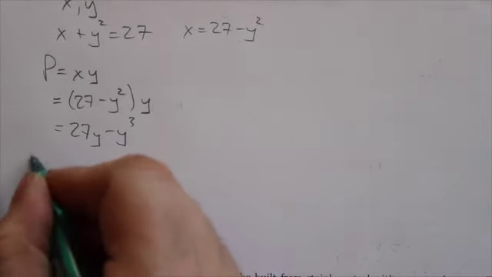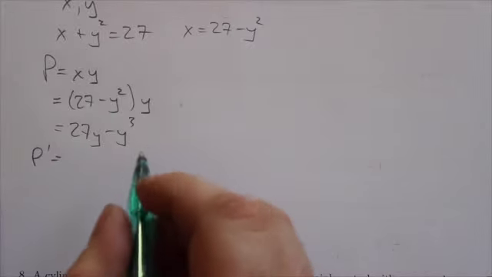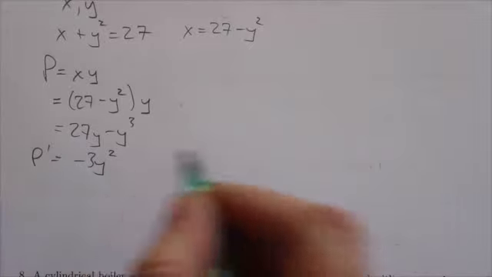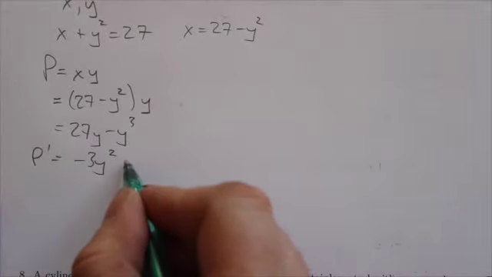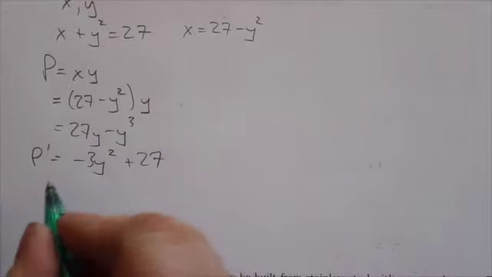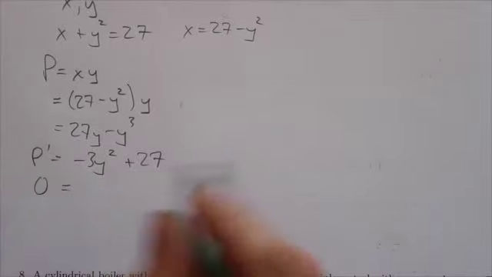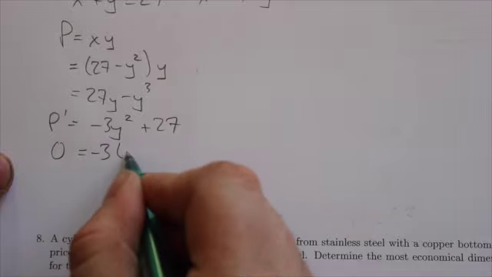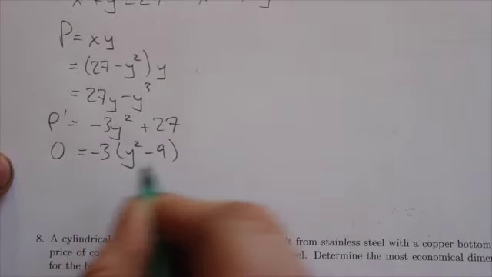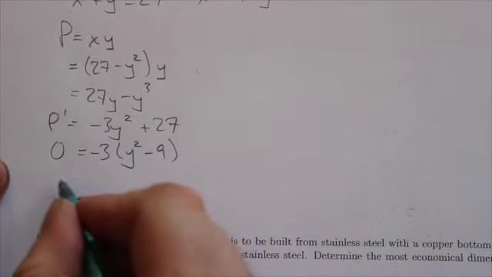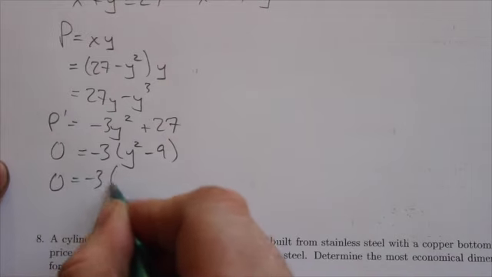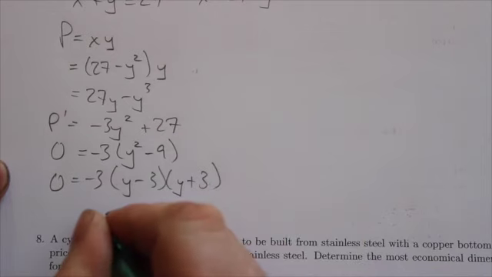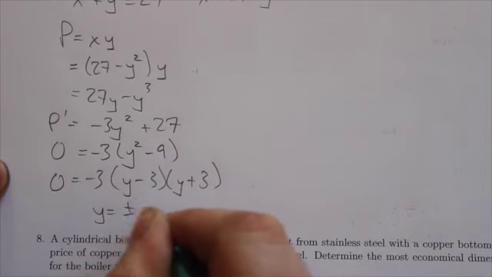To maximize it, I'm going to take the derivative. Now I'm also going to change the order of these things because I like to have the cubic first, so my derivative is negative 3y squared plus 27. And to determine what the maximum is, I'll set that equal to 0. Factor out the negative 3 because I don't want it in there, but that leaves me with y squared minus 9, which is awesome because that is a difference of squares, which means in my final answer y is either going to be plus or minus 3.